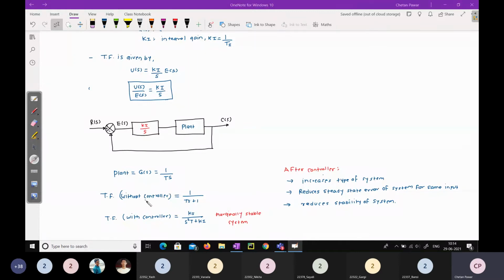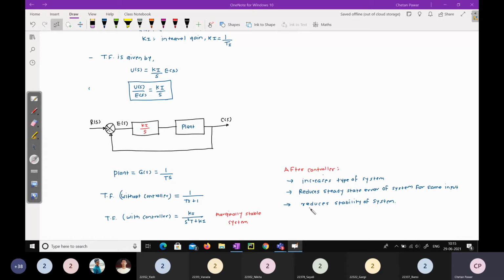Now, if you talk about stability, as we know, we determine the system stability by using the closed loop transfer function. Without the controller, the closed loop transfer function is 1/(Ts + 1). When you include the controller, the closed loop transfer function will be Ki/(Ts² + Ki). So here you can see the system was initially absolutely stable without the controller, but after inclusion of the controller, the system will become marginally stable.